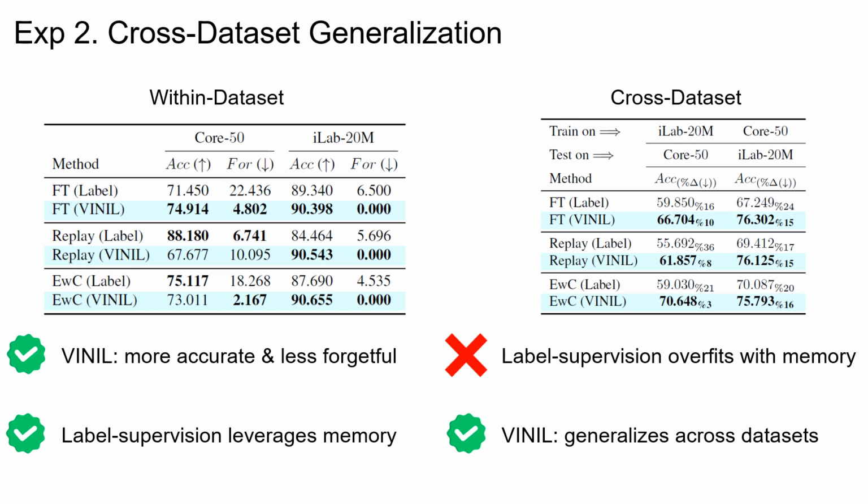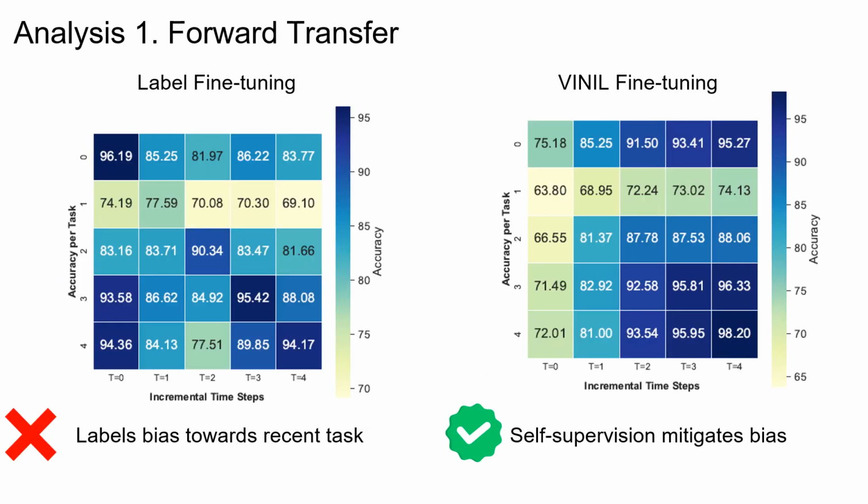Secondly, no matter what dataset or setting or metric, VINIL consistently yields the lowest drop in accuracy, meaning that it can extract more generic features across datasets and tasks, which gives us promise, considering that VINIL hasn't observed a single label throughout its incremental learning stages.